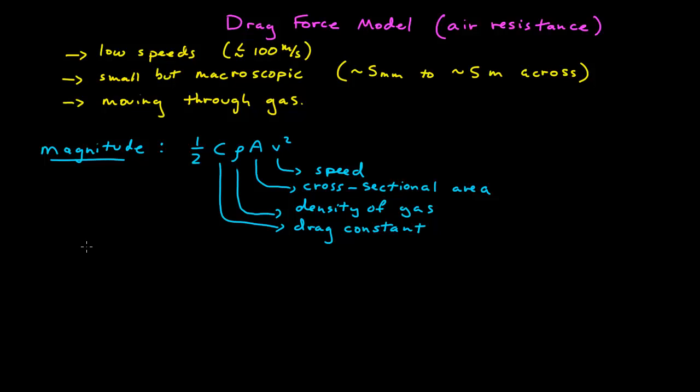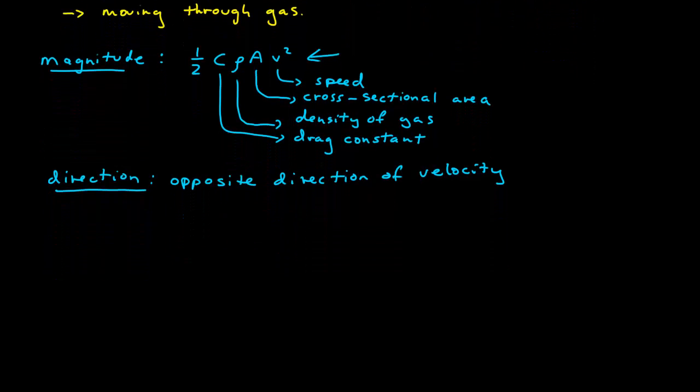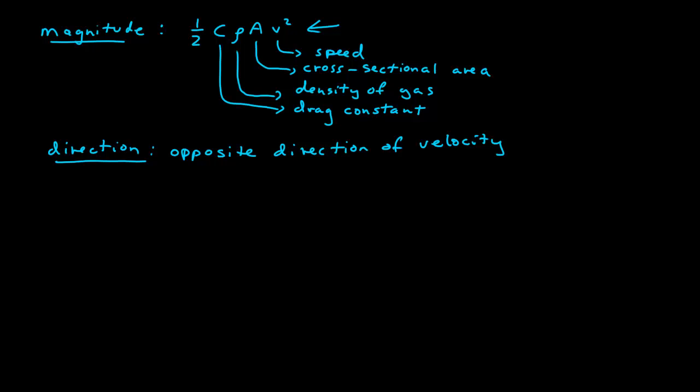So this is the magnitude of the drag force, and then it has a direction that's given by the opposite direction of velocity. So the direction of the drag force opposes the velocity. Wherever the velocity vector is, the drag force points in the opposite direction, and its magnitude is given here. So let's look at all of these components of the drag force. We'll look at the easy ones first.